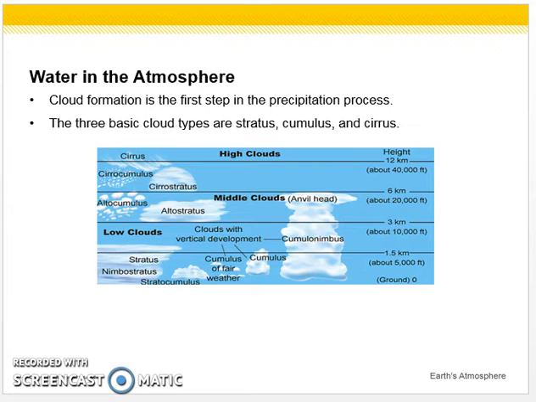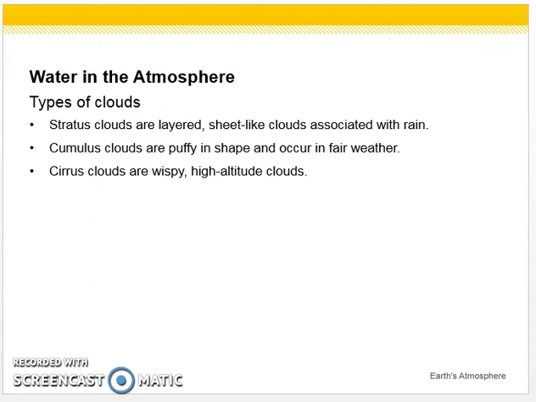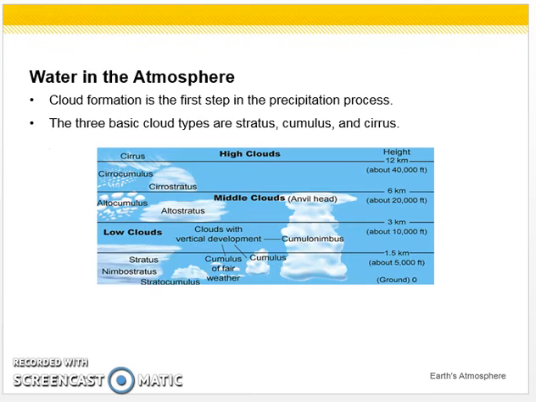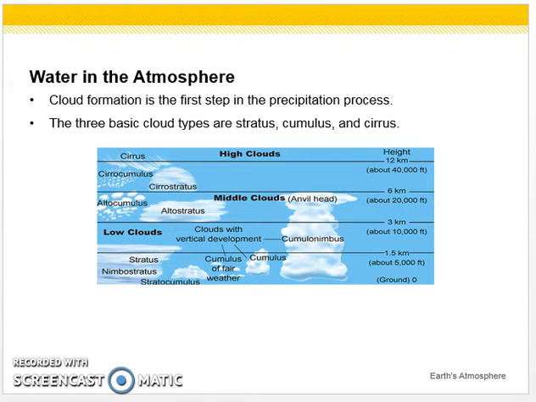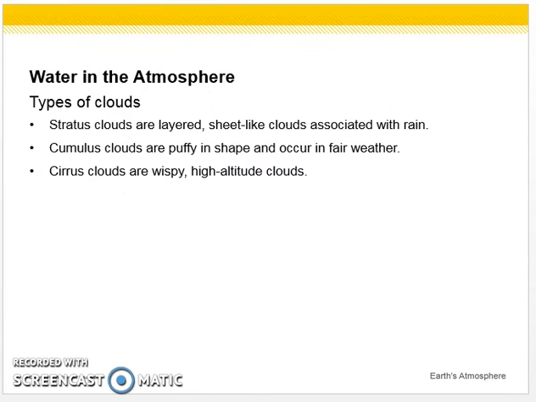Cloud formation is the first step in the precipitation process. The three basic cloud types are stratus, cumulus, and cirrus. Stratus clouds are layered, sheet-like clouds associated with rain. Cumulus clouds are puffy in shape and occur in fair weather. Cirrus clouds are wispy, high-altitude clouds.